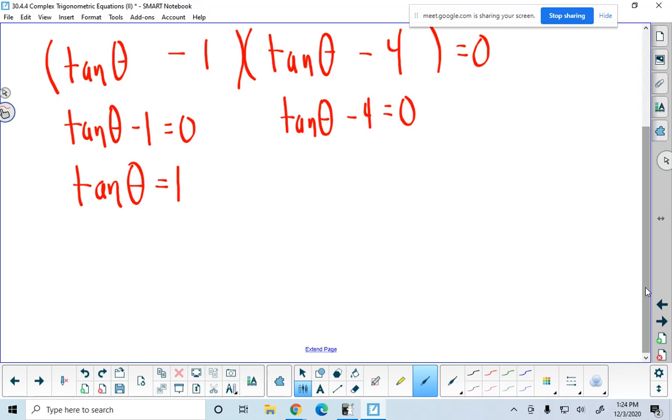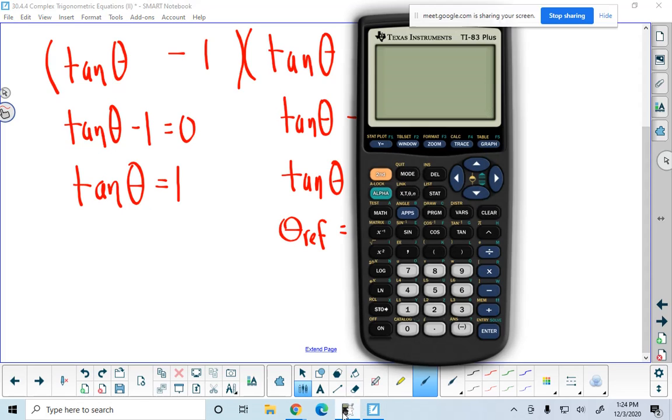Oh, I lied to you a few minutes ago. Tangent of theta equals 1 will lead us to points that we are familiar with on the unit circle. But I'll get back to that in a second. Tan of theta equals 4 will lead us to points we're not familiar with. Let's do the second part first. Let's find a reference angle in radian mode.